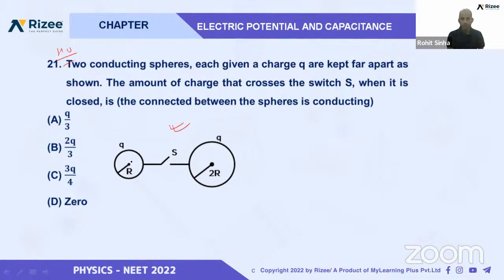Two spheres having different radii. When we switch on, charge will flow from high potential to low potential till both get the same potential, V here and V here. You can solve it, or I should solve it.